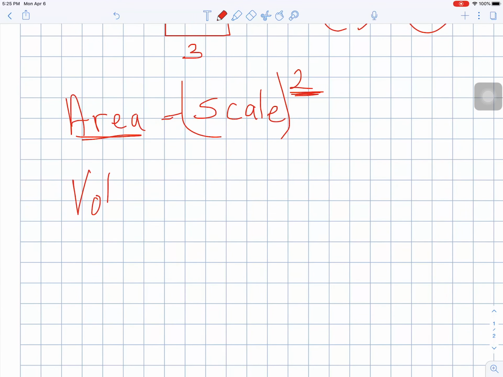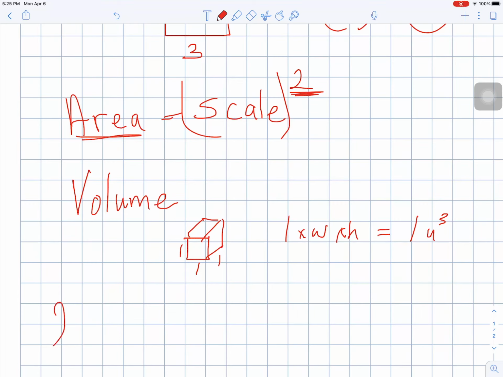So the next thing that it goes through is volume. Okay, same kind of thing. If we have a volume, then we have a three-dimensional object, right? So we have length times width times height. If this is 1, 1, and 1, we will have 1 unit cubed as an answer.